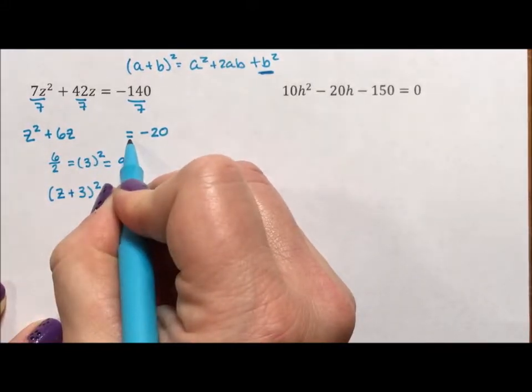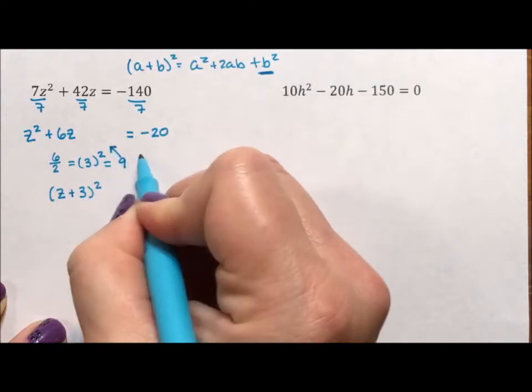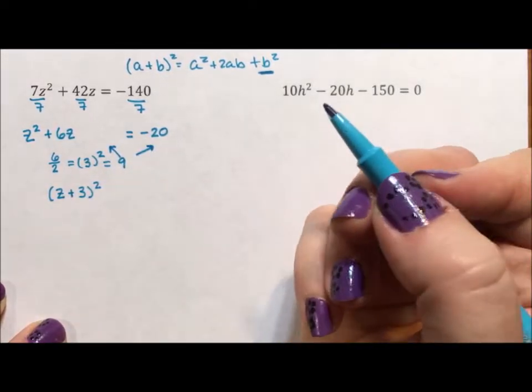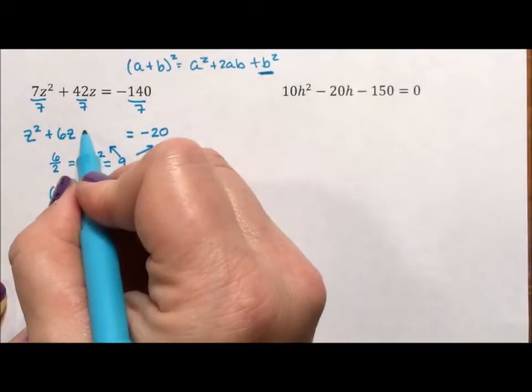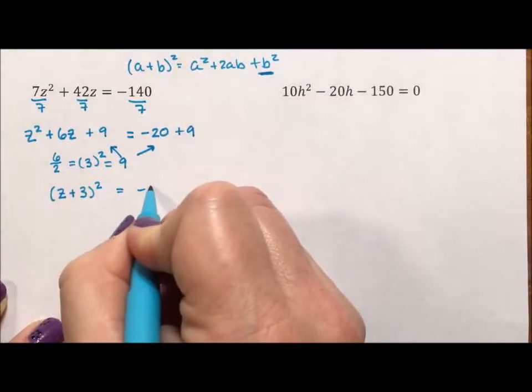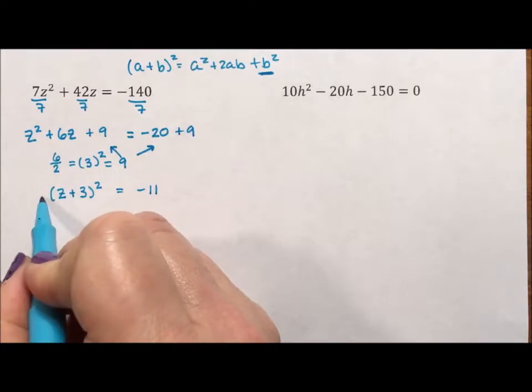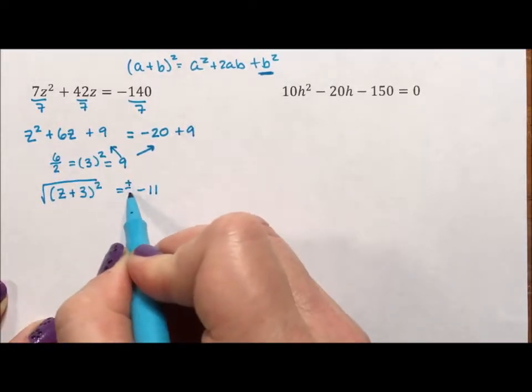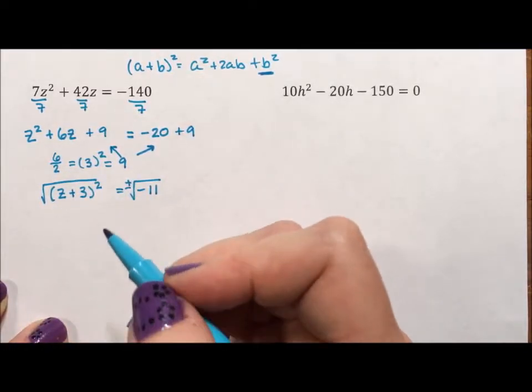To keep this balanced, I need to add the 9 to both sides. If I add 9 to both sides, I get that this is equal to negative 11. All right, when I bring in my square root with my plus or minus, you might notice right away there's a negative under the square root.